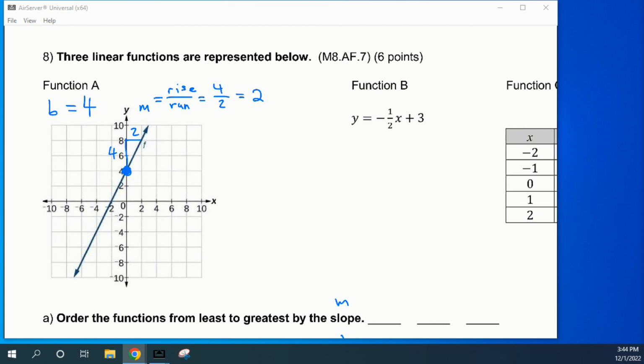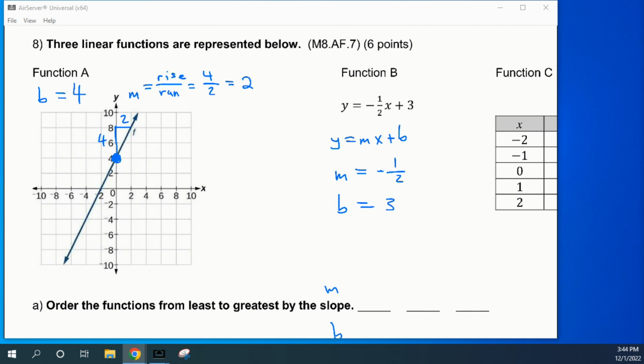For function b, this is in slope-intercept form, which is y equals mx plus b. So your slope in this problem is going to be negative 1/2. Your y-intercept is going to be 3. Yeah, that's right. That's it.